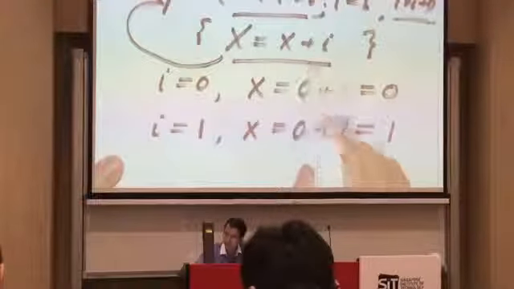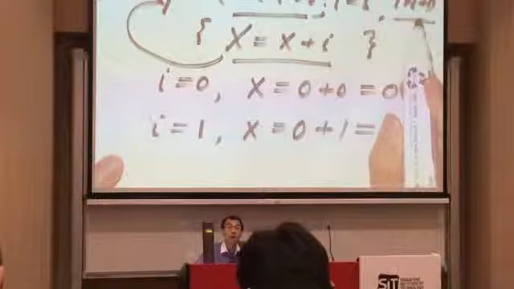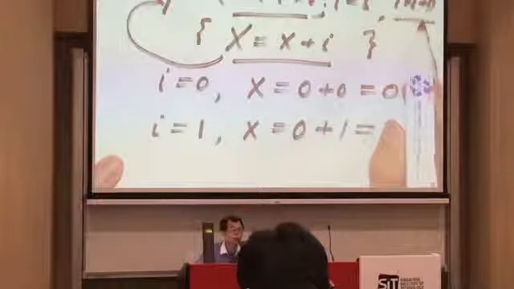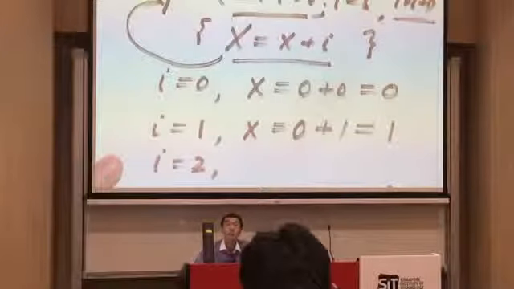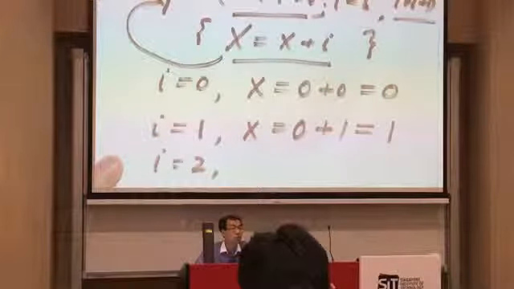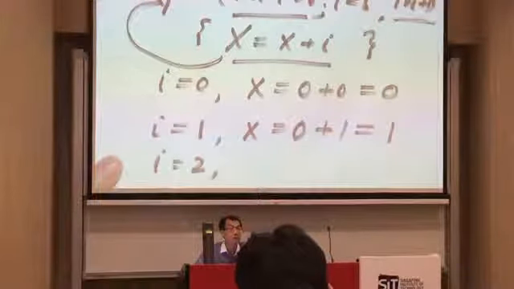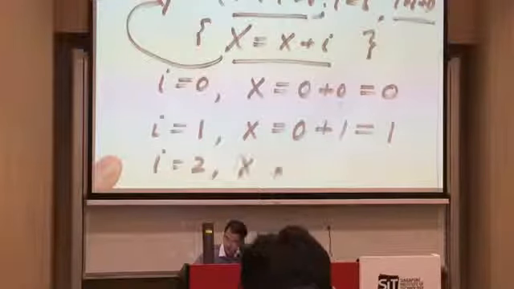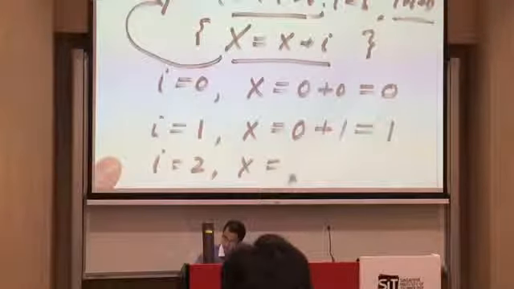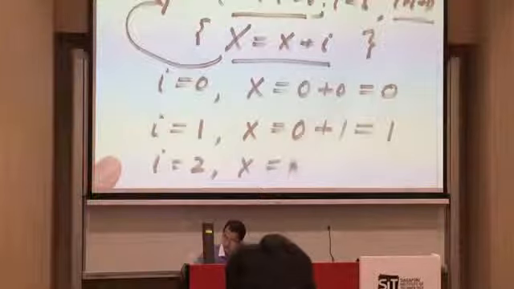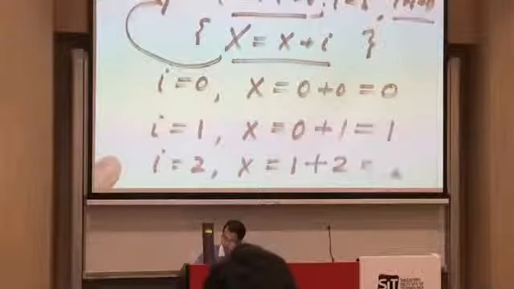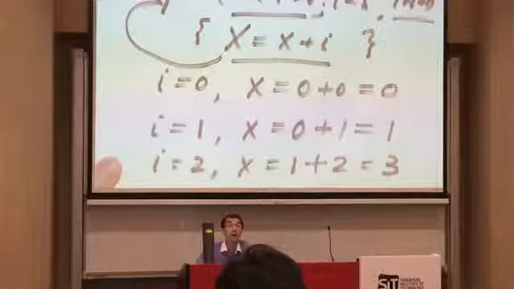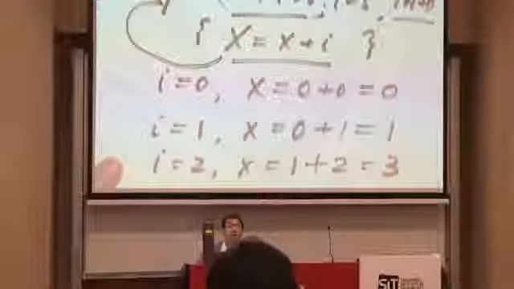So after you finish one, you need to update i, increment i by 1, right? So now i becomes 2. Then you check again. Is i still less than 5? True, right? So you go into this loop. So now x here is 1, i is 2, so now the new value for x is 3. Agree?